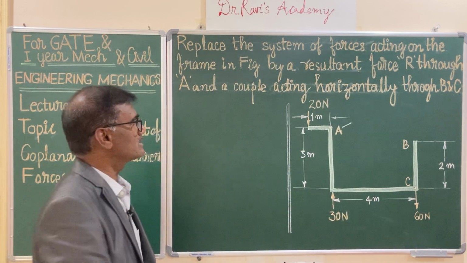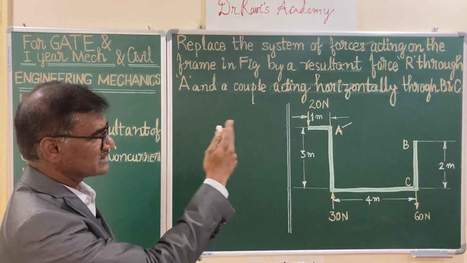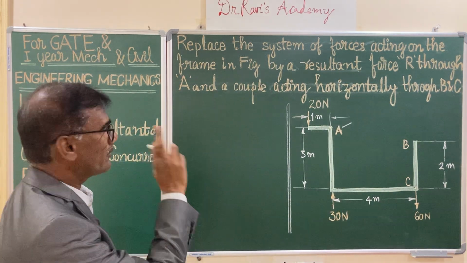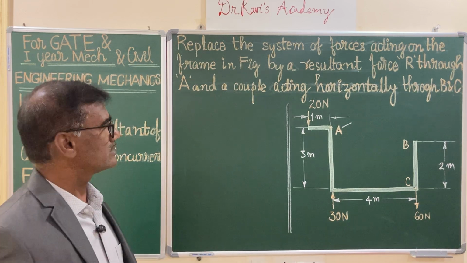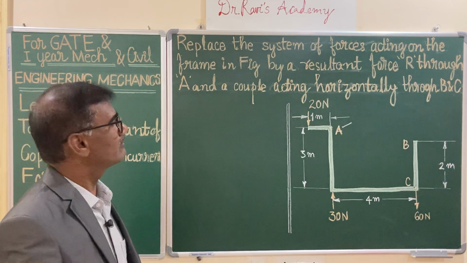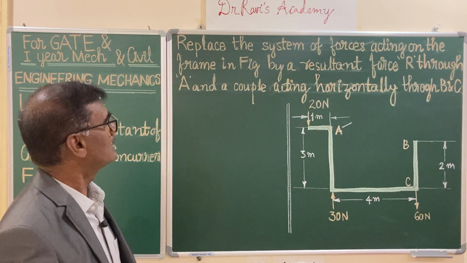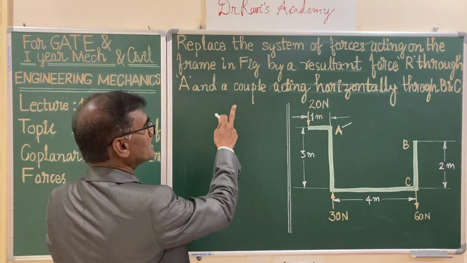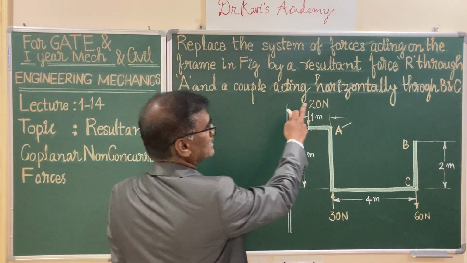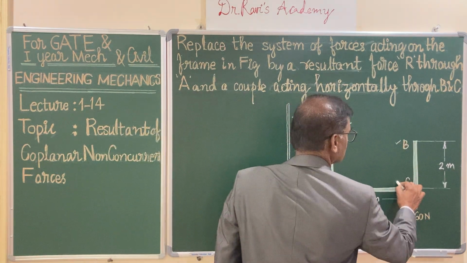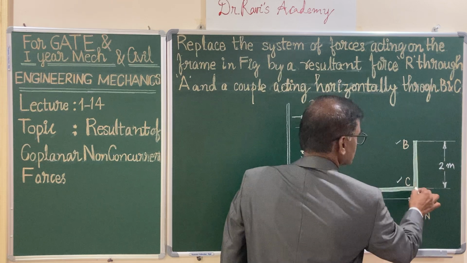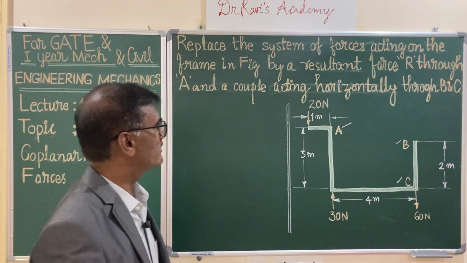So you want to replace that system of forces with a single force at point A, and a couple, because it's a non-concurrent force system, a moment will be acting, and that moment is to be replaced by means of a couple acting horizontally through B and C. This is B and this is C. So at these 2 points. So this is the given problem.